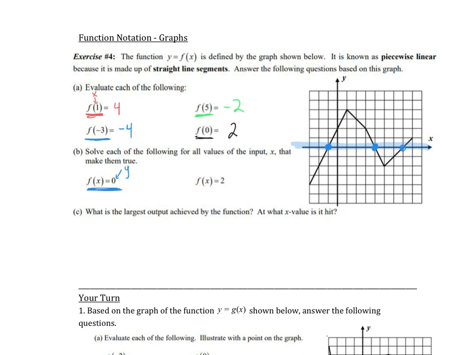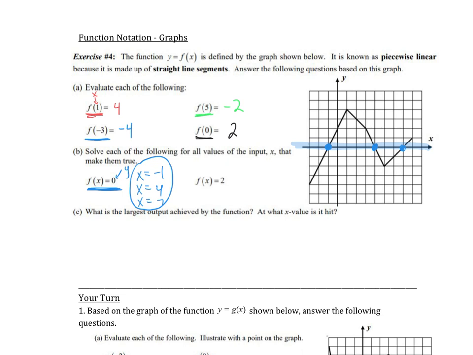All right, so the x value that makes this statement true would be -1, right? It would also be at 4, and it would also be at 7. So there's actually 3 x values that make this true, right?